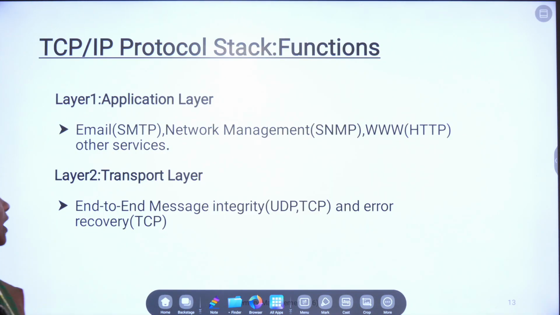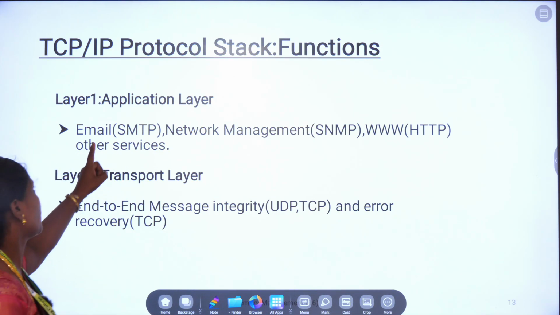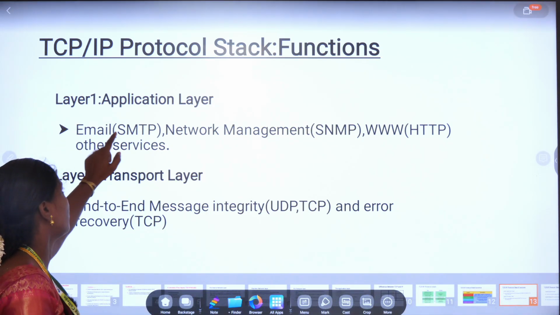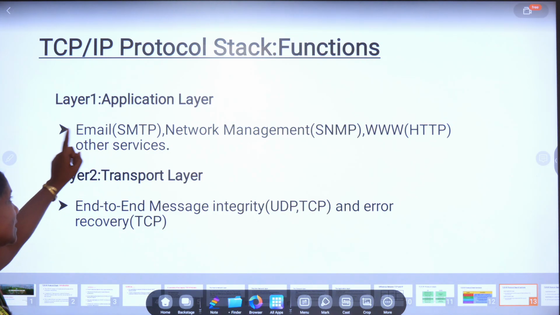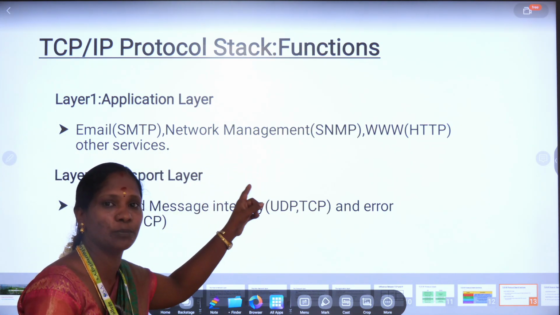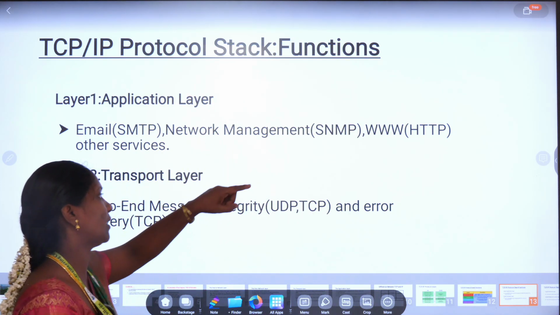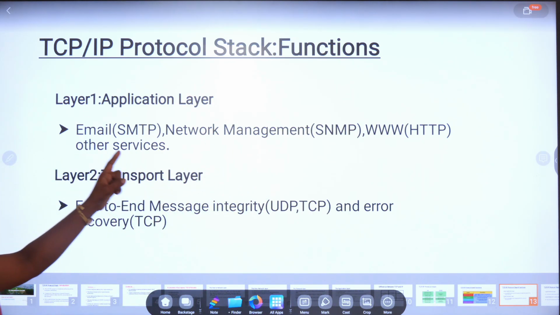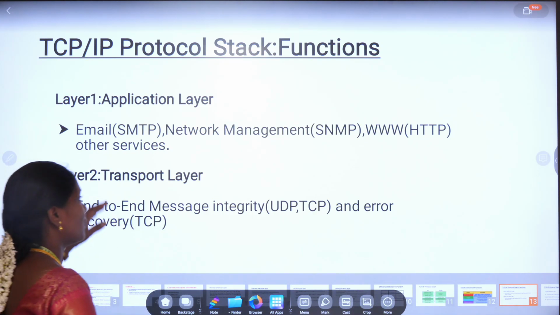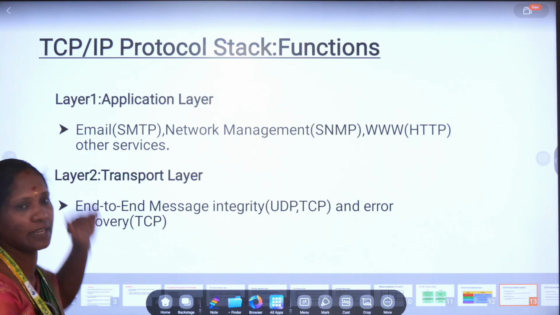And then TCP/IP protocol stack functions. First, layer 1 is the application layer. This application layer depends upon a number of functions. First one is email. If it is email, we are using SMTP. SMTP is Simple Mail Transfer Protocol. And then second one is SNMP. SNMP is Simple Network Management Protocol. Next, finally, web services. Web services use WWW, HTTP, Hypertext Transfer Protocol. A number of other services are also used in this application layer.